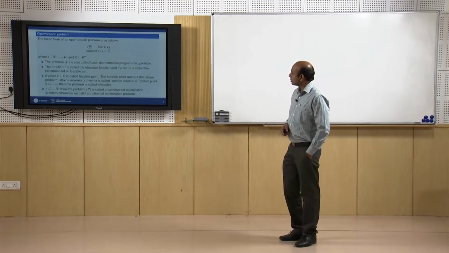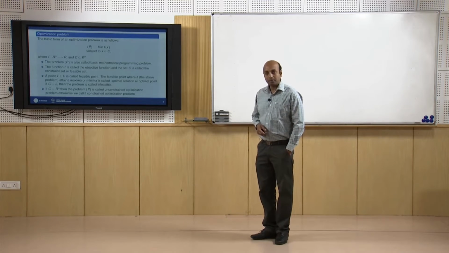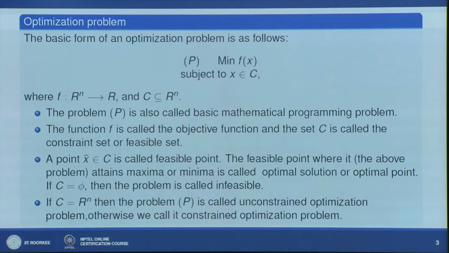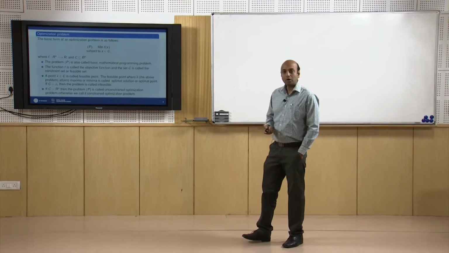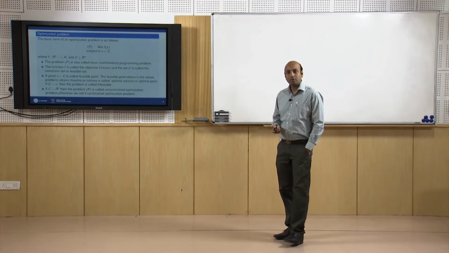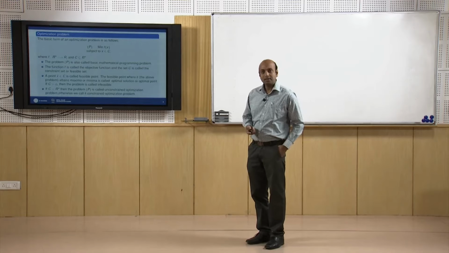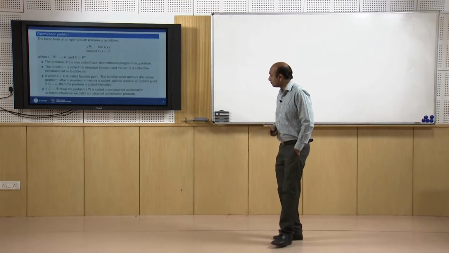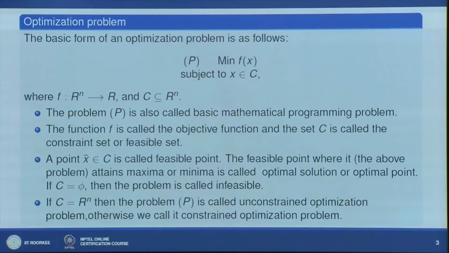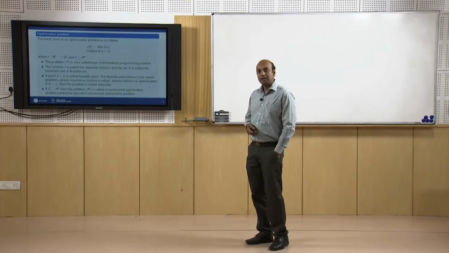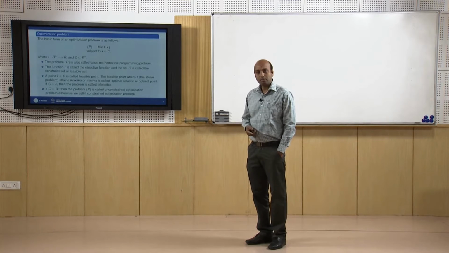Now, this problem is also called the basic mathematical programming problem. The function f is called the objective function and the set C is called the constraint set or the feasible set. Any point x bar which belongs to C, the constraint set, we call a feasible point or feasible solution, and the collection of all the feasible solutions we call the feasible set C. If C equals phi, meaning C is empty, then the problem is called infeasible. Infeasible means the problem has no solution.